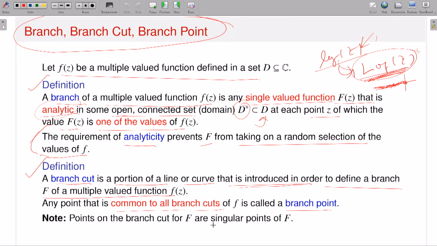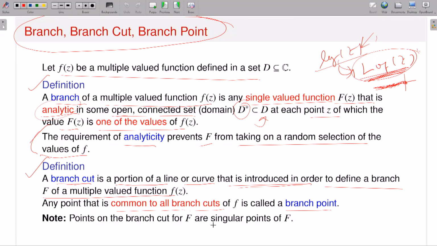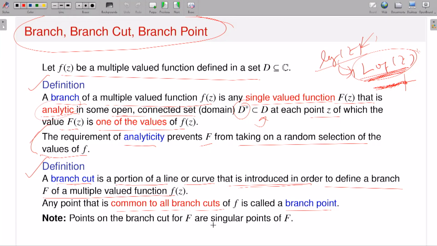Then you can ask, can I have another branch of my multi-valued function small log? Later on I'll tell you, yes, you will have another branch where the negative real axis including the origin need not be a branch cut. You will have some other line including the origin, and that will be a branch cut. In fact I will talk about what the branches of my multi-valued function small log are. So there we will have another branch cut for some other branch. Now if I take the intersection of all the branches, this is called the branch point. That is exactly what I have written: any point that is common to all branches.